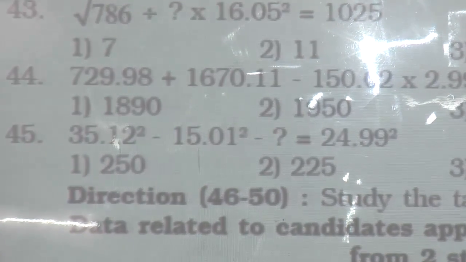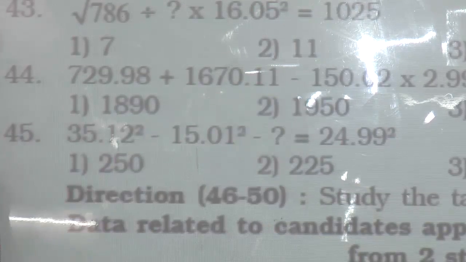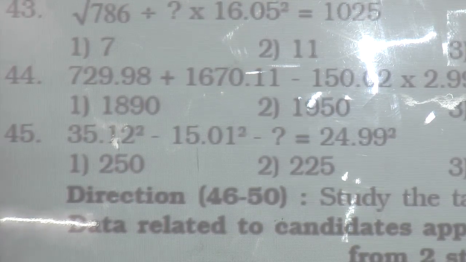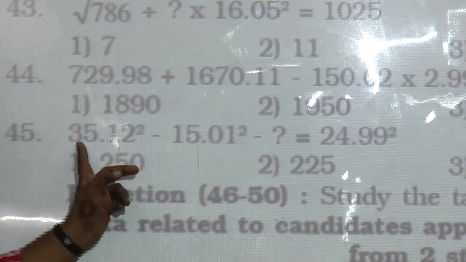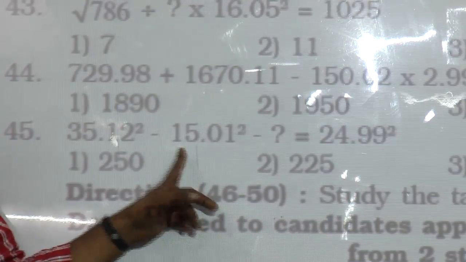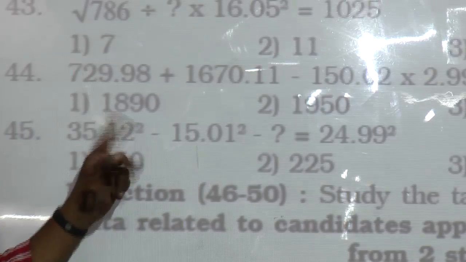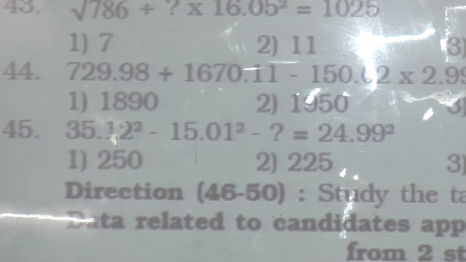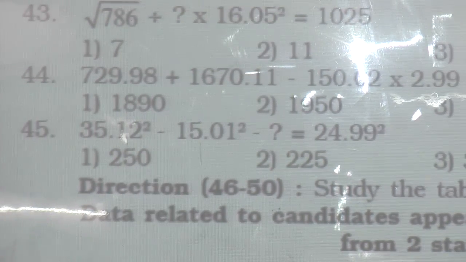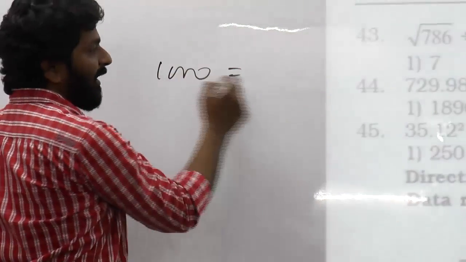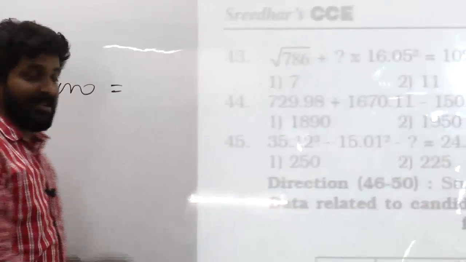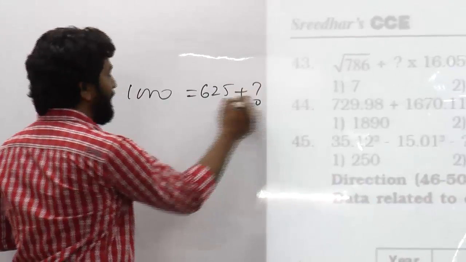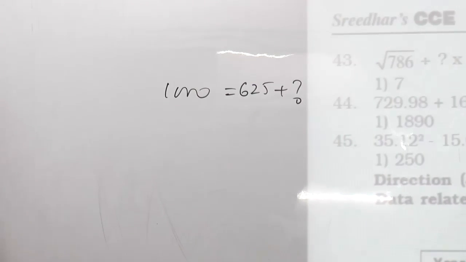Right. Take this to the right hand side, question mark. Okay. That becomes plus. 35 square minus 15 square. A square minus B square, A plus B into A minus B. A plus B, 35 plus 15, 50. A minus B, 35 minus 15, 20. 50 into 20, 1000. So on the right hand side you already have 25 square, which is 625. Plus how much will be equal to 1000? 375. Right.